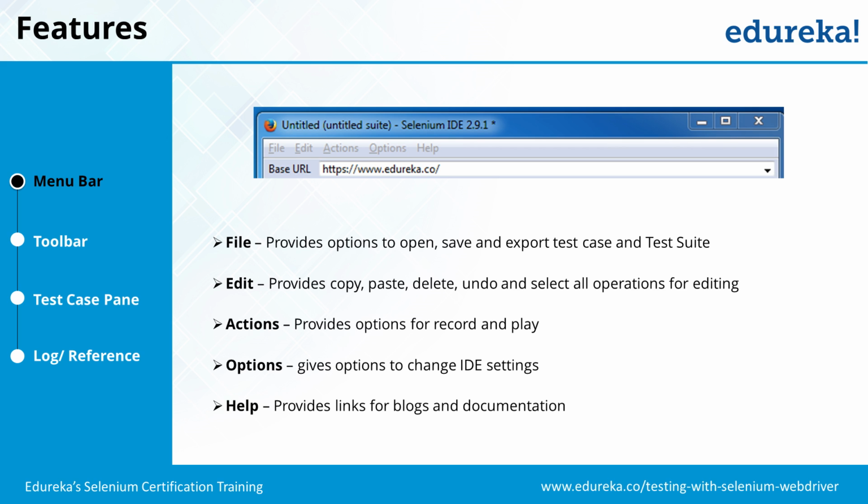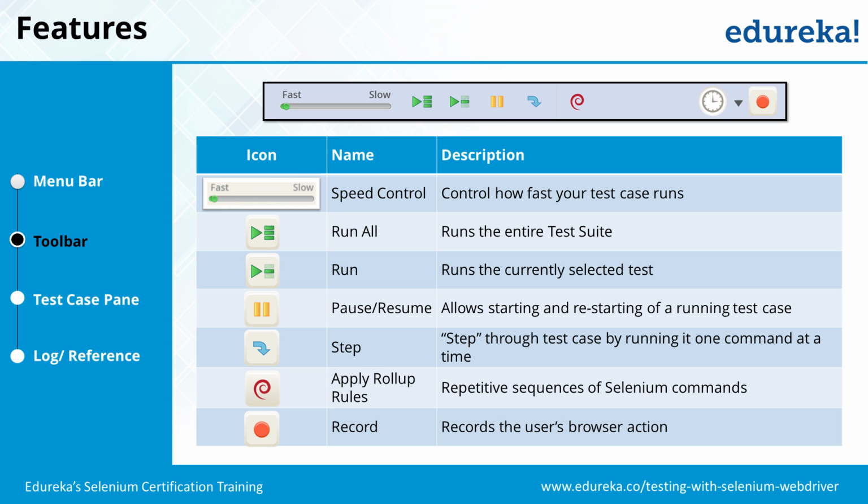So if you also have any question which is very specific, you can just go to any of the blogs, type in your question, and experts will answer your question with the accurate solution. The next is the toolbar. The toolbar has various options to control your test cases and test execution.